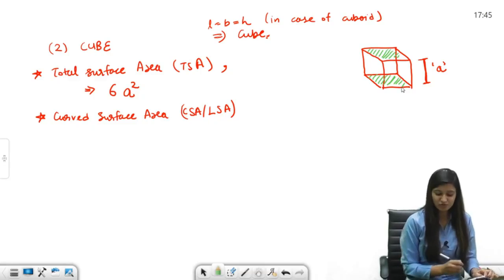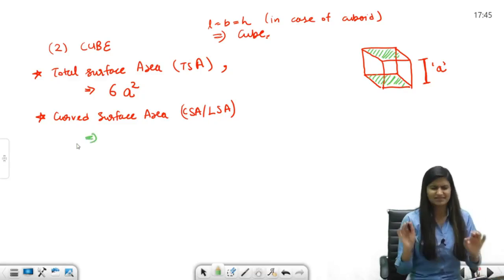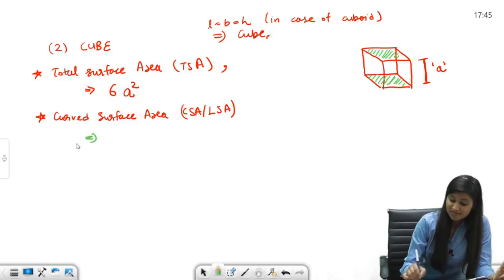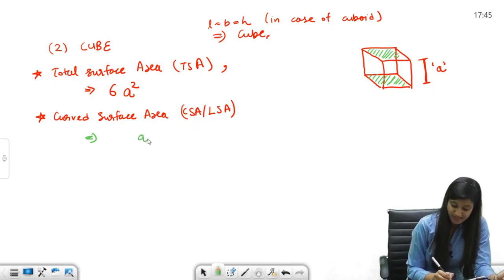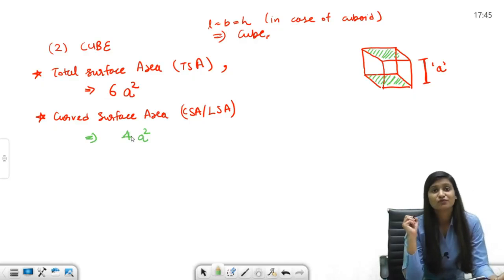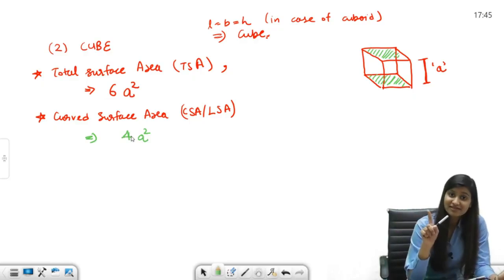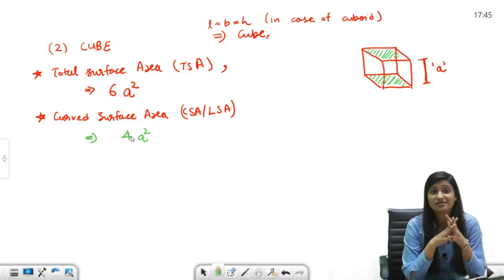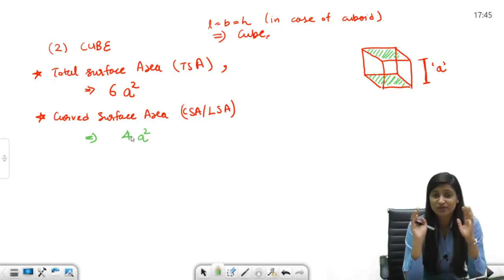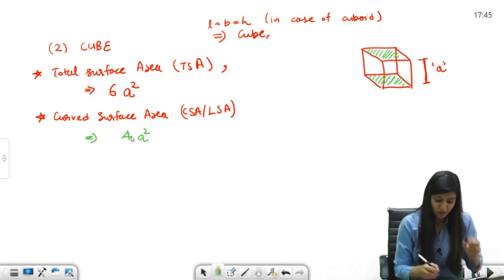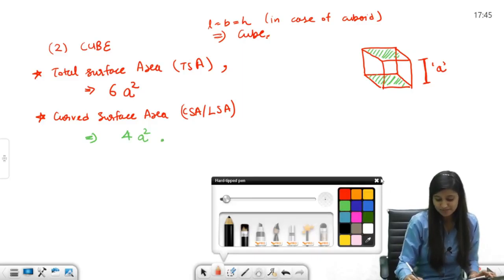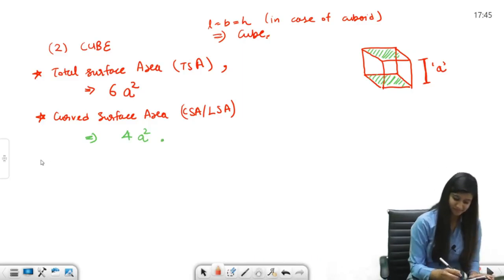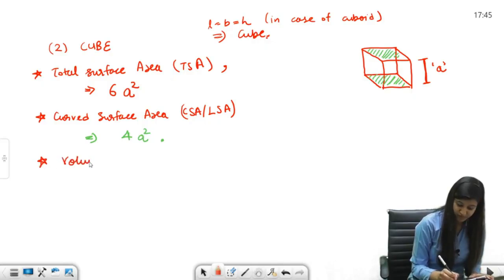So the curved surface area would be, even now, all the faces are square shaped, so the area will be a square. And how many faces are left? 4. So it became 4a square. Total surface area came out to be 6a square and curved surface area came out to be 4a square. Remember these terms, or you can just simply calculate them even in the examination hall. No big deal, right?